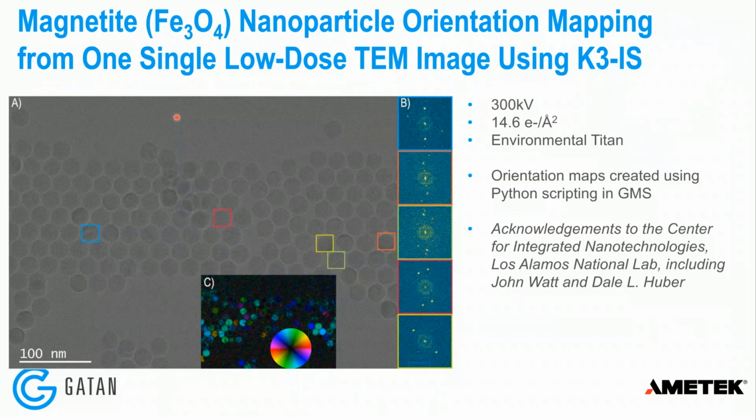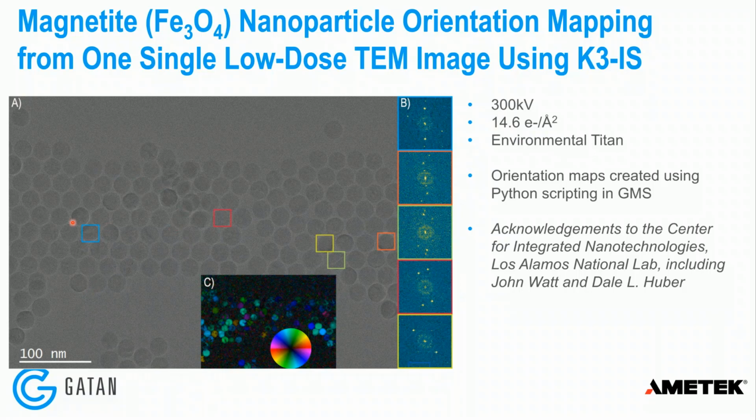Another example, magnetite nanoparticle orientation mapping. This is quite cool. We have these Fe3O4 nanoparticles, and from a single low dose TEM image, done with the K3 IS, we're able to do this cool in situ mapping. It was done at 300 kV, so the dose is higher than in the previous example, but it's still what we would consider pretty low dose, only around 15 electrons per angstrom squared (14.6).